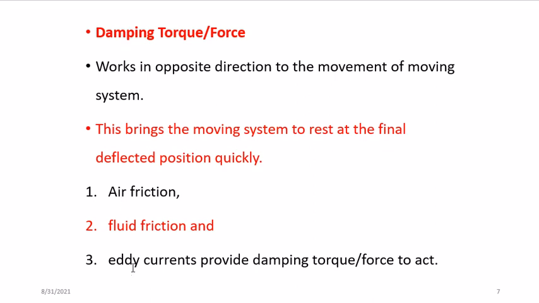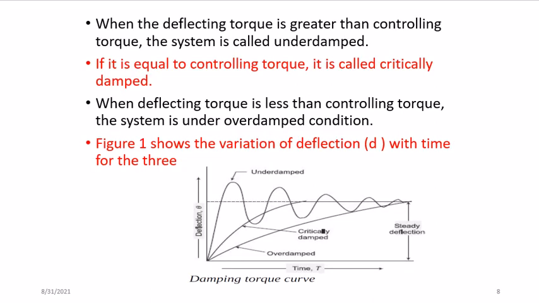And of course, this damping torque can be created using air friction or fluid friction, and sometimes using eddy currents, which can produce this damping torque: the air, the fluid, and the eddy currents. Anybody who passed through secondary school physics, electricity, you're supposed to have read about what is an eddy current.